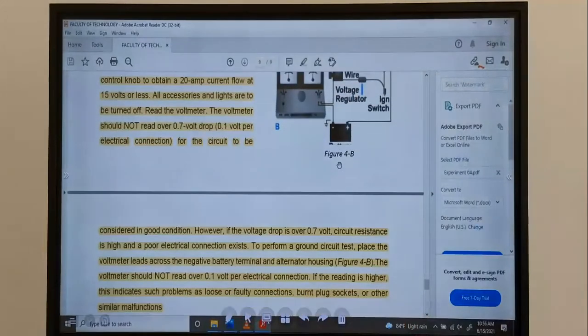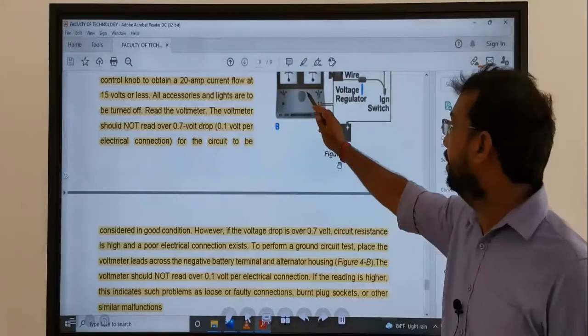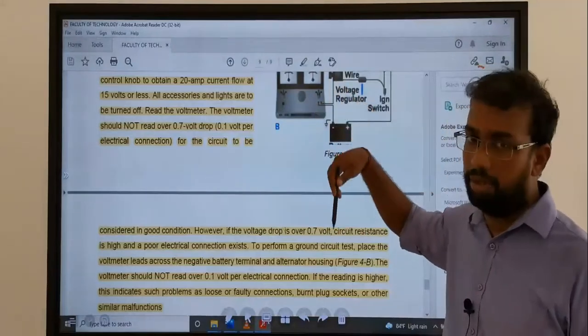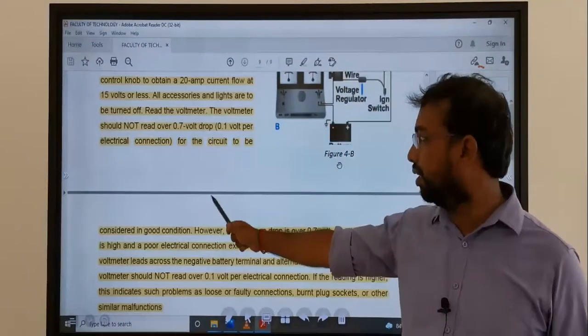But if the resistance is high and increases, what will happen? There is more voltage drop. A 0.7 voltage drop means the voltage goes from 15 to 14.3. So that is considered a good condition.